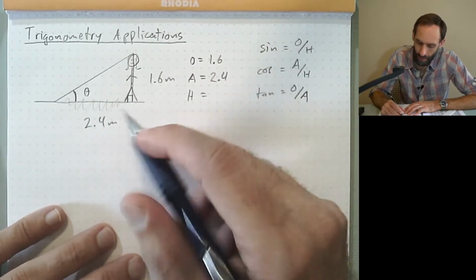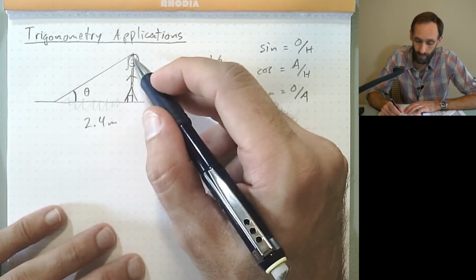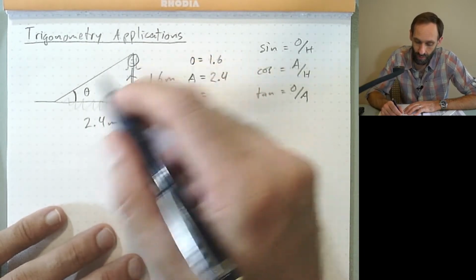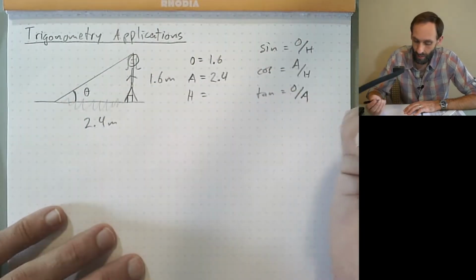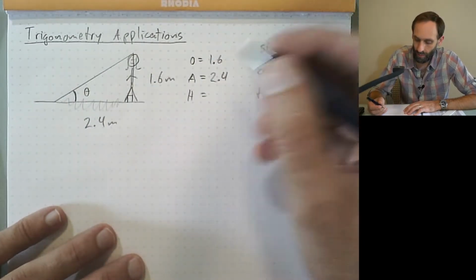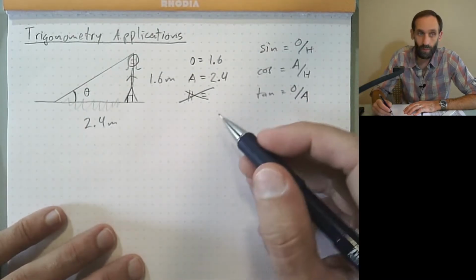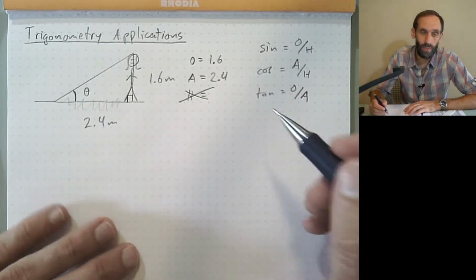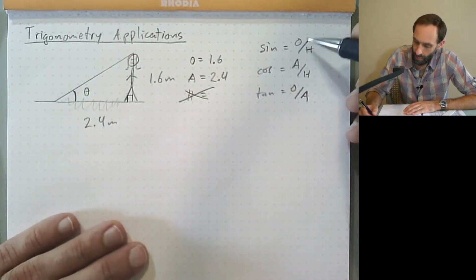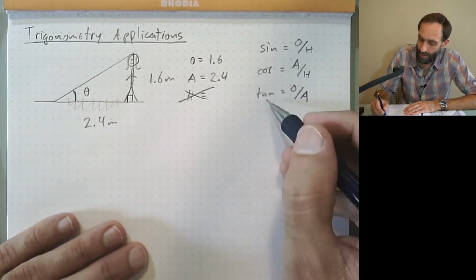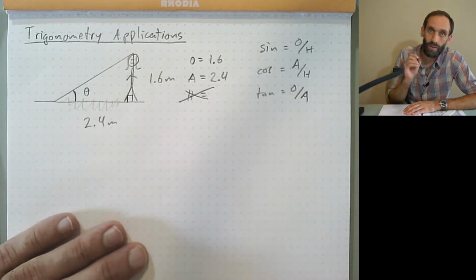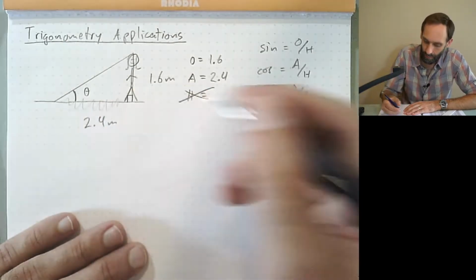And then the hypotenuse, well, that's the length of the ray of light from the sun from the person's head down to the end of the shadow. It's not given to us, and it's not what we're interested in finding out. We don't care about that. So we will ignore the hypotenuse in this particular problem. And so we look here for which ratio does not include the hypotenuse. We see that it's the tangent ratio. So we know we're going to use tangent to solve this problem.